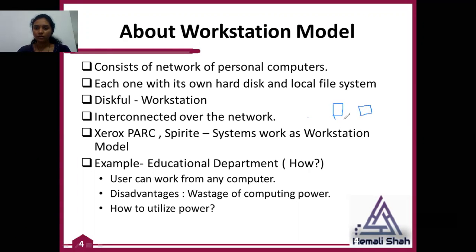Now, if the user of this computer wants to work from this computer, is it possible? By using this computer, can this user work? If it is possible, then it is an example of the workstation model. A user can work from any computer which is connected in the network and available in the education department. Any student or any teacher can work from any computer. So this is the example of the workstation model.